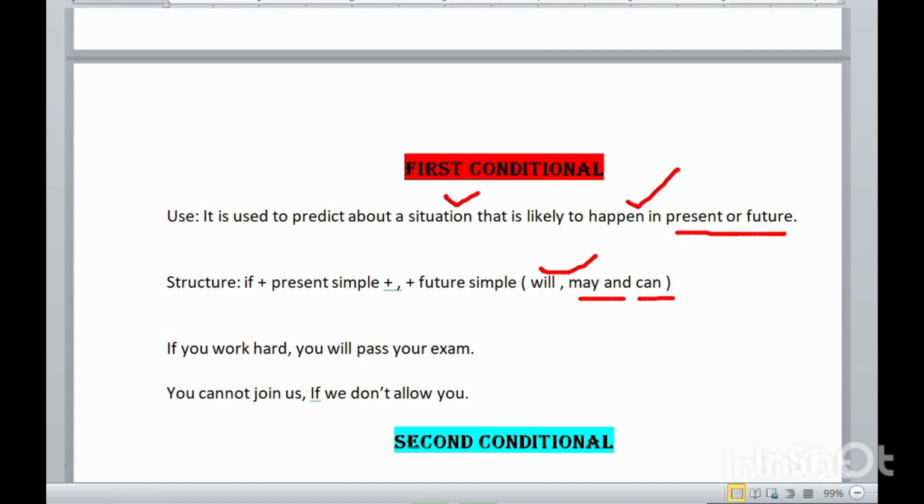You cannot join us if we don't allow you. Here the if clause is used in the second position, and we use cannot, that is can, instead of will. If we say, if we don't allow you, you will not join us; we can also say, if we don't allow you, you may not join us. Nothing happens, we can use either may, will, or can.